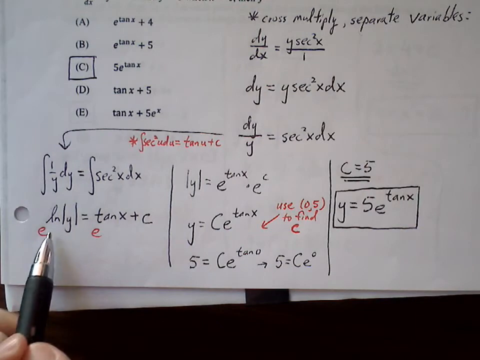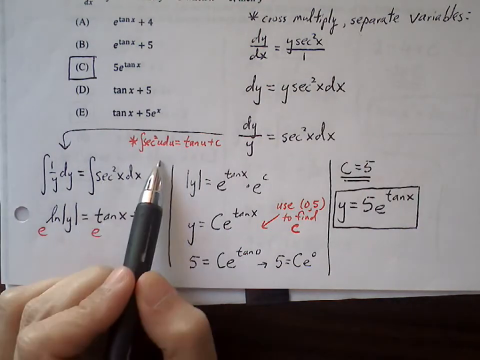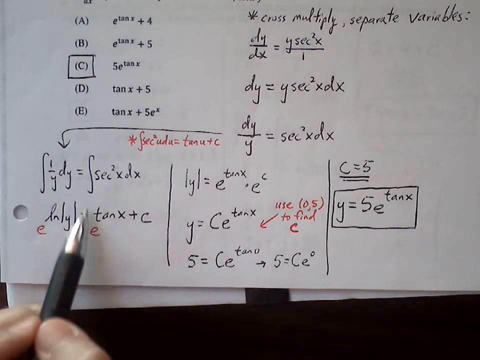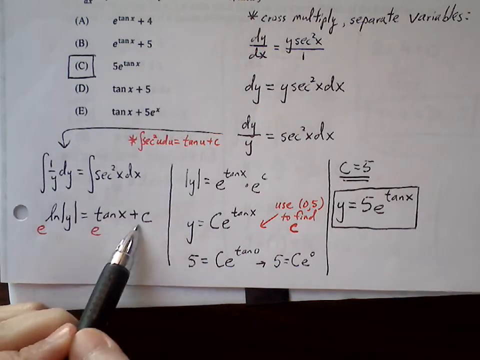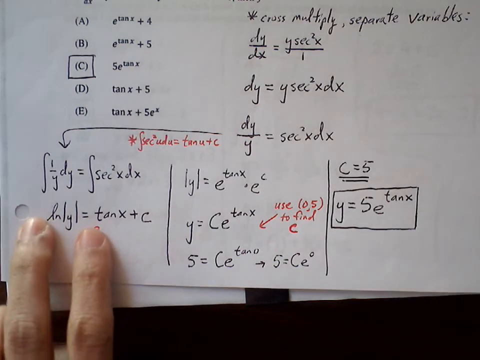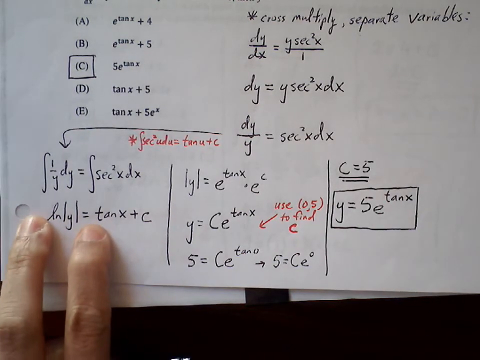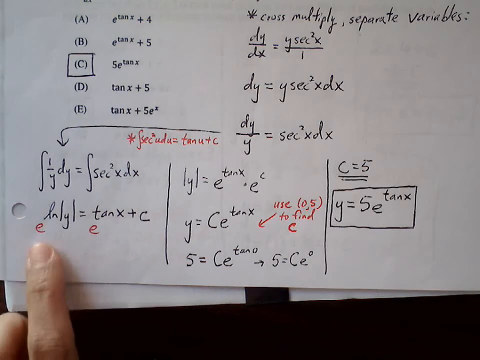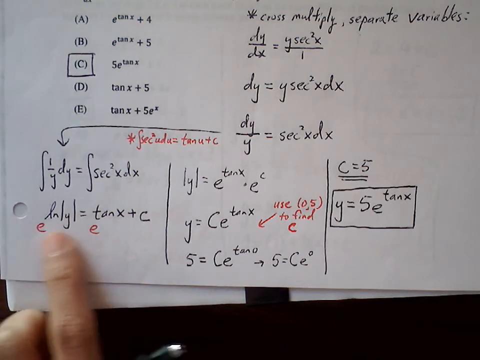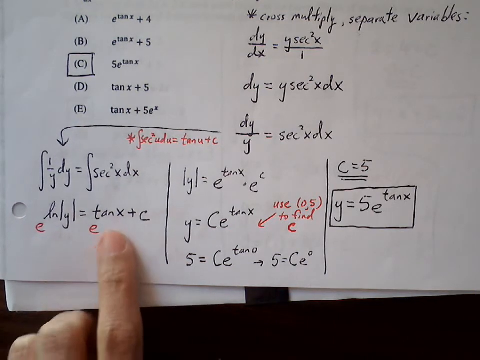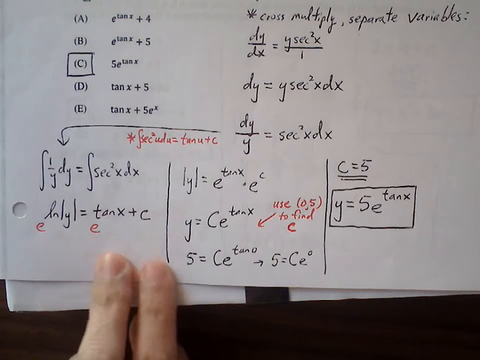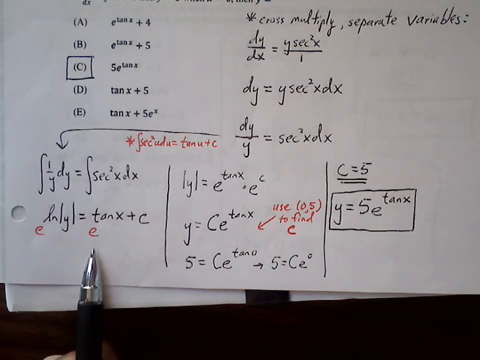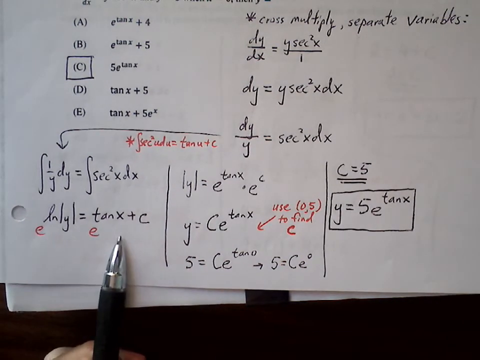Left side is just natural log. Right side, we have a rule for secant squared, which is tangent, plus c. So once we have our general equation, we want to eventually move our way to solving for y. So to do that, we're going to raise both sides, base e. That will allow for this to clean up nicely to be just absolute value of y is equal to e to the tan x plus c. We can split that up as e to the tan x times e to the c.